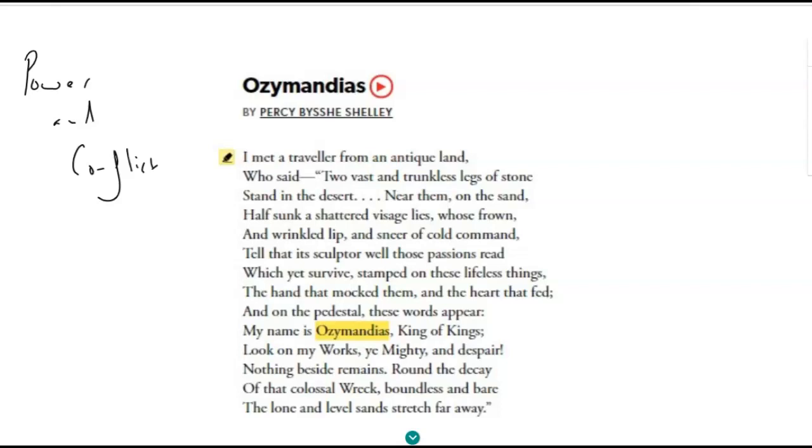So I'm going to just read through the poem first of all, and then after that we're going to discuss some of the context, some of the background, and just do a little bit of analysis on this poem itself.